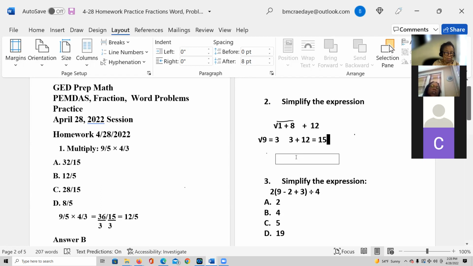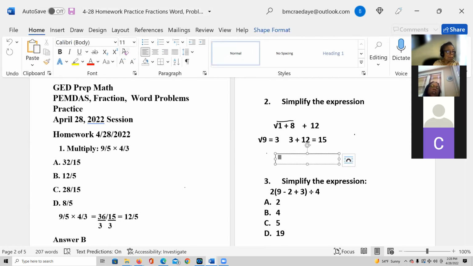And you put here in the box, let's see, make that bigger. Put in the box 15. That's the answer. Questions? Okay. So with radicals, once you add what's under the radical, you get a perfect square. And some of those perfect squares you should know, right, Maureen?